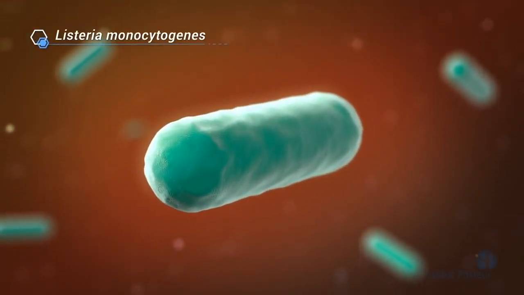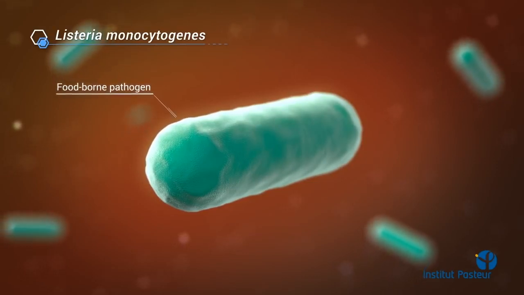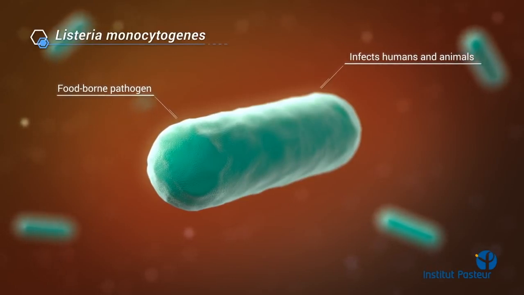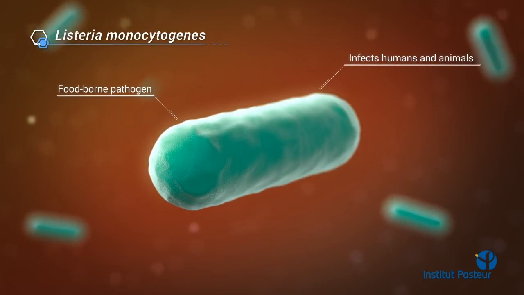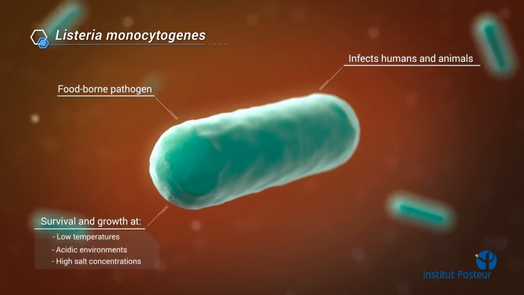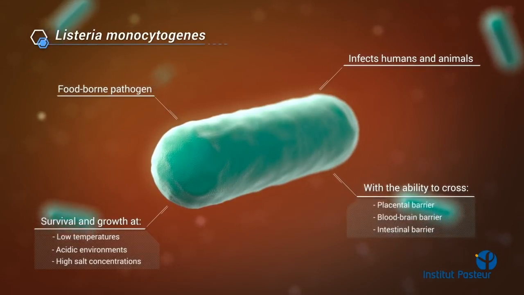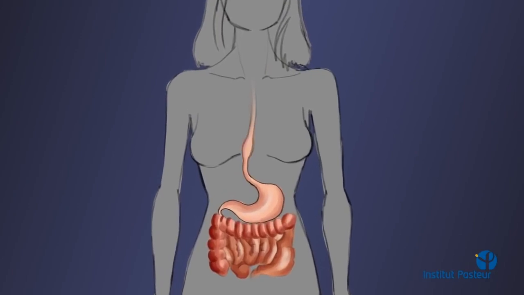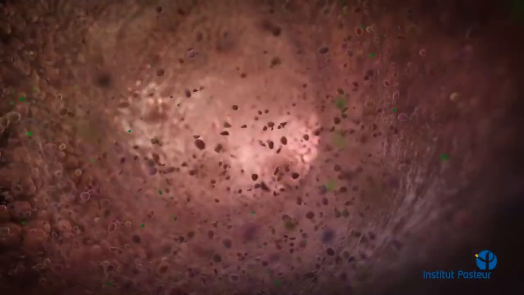Listeria monocytogenes is a well-known food-borne pathogen that can infect both humans and animals. Its characteristics make it a unique model in infection biology. Indeed, it can survive and grow in a wide range of conditions and can cross different host barriers. Infection typically starts via the ingestion of food contaminated with Listeria.